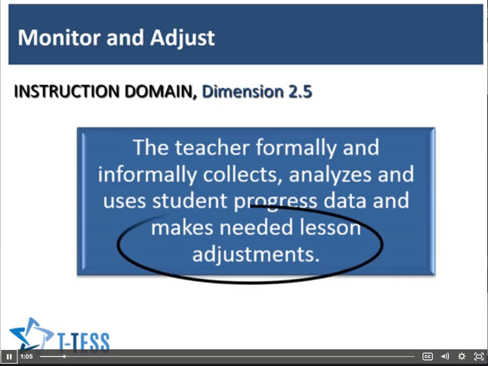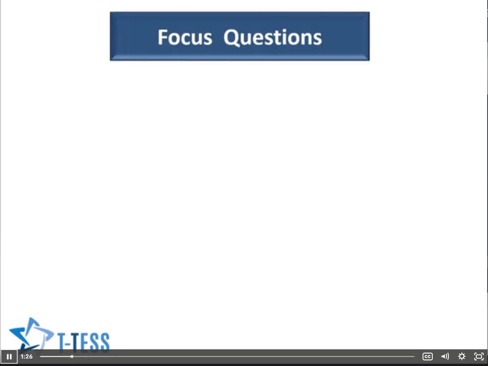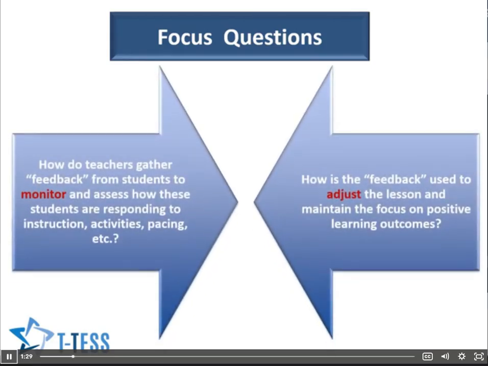In order to make these changes and ensure student learning, teachers must know not only their content and its related pedagogy, but also the students in their class in order to determine the best instructional methods to meet their instructional needs. Using Monitor and Adjust as a lens, let's think about 2 focus questions. First, how do teachers gather feedback from students to monitor and assess how these students are responding to instruction, activities, pacing, and the like? Second, how is the feedback used to adjust the lesson and maintain the focus on positive learning outcomes?